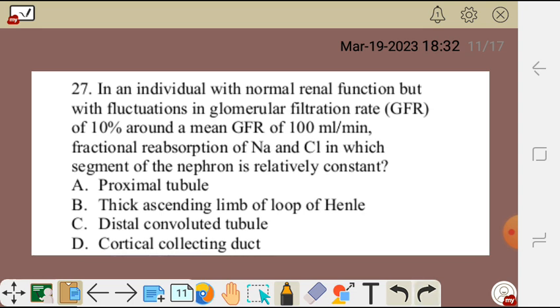So if we have a fluctuation of 10% around the mean glomerular filtration rate of 100 mL per minute, the fractional reabsorption of sodium and chloride is relatively constant in which segment of the nephron? The correct answer for question 27 is A. It will be constant in the proximal tubule.